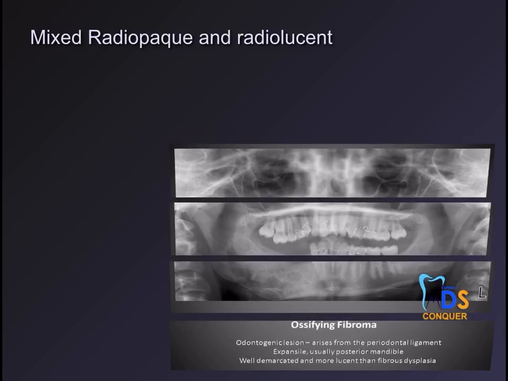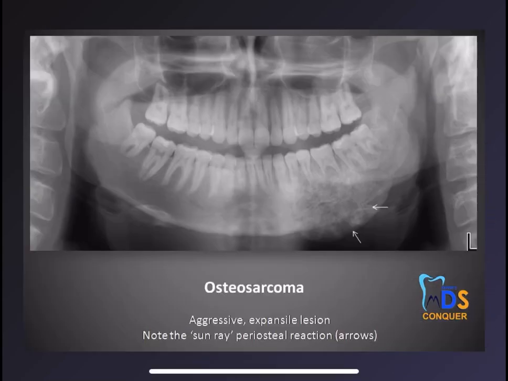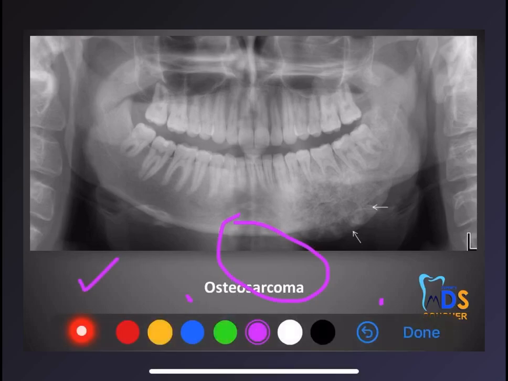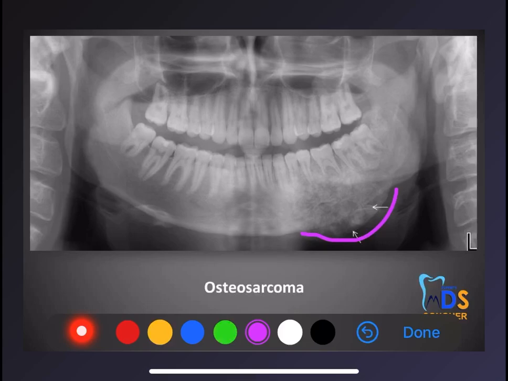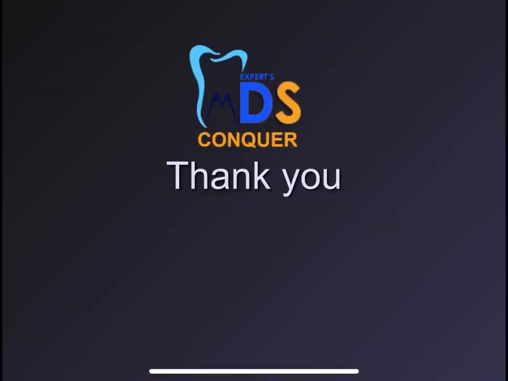Okay. So next, this is an osteosarcoma wherein you can see a sun ray appearance, right. Here you can see the sun ray appearance. So that is an important feature of the osteosarcoma, right. So this is how you have to come to a conclusion of diagnosing an OPG image.